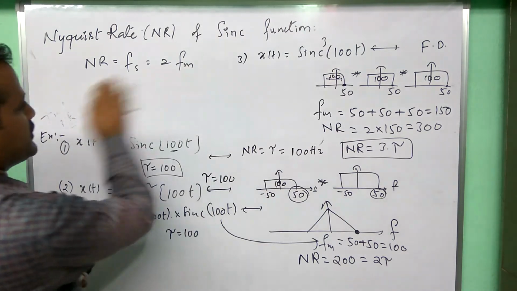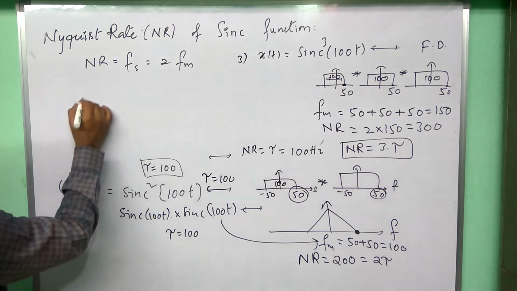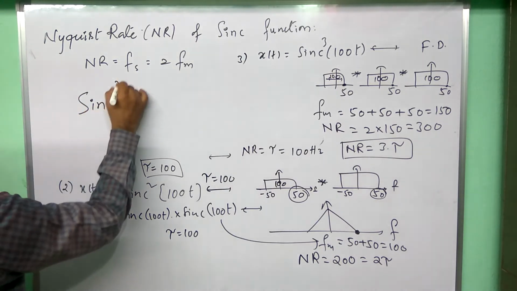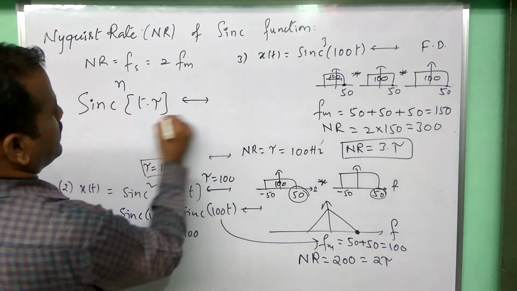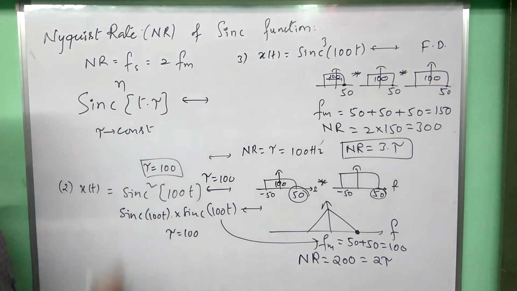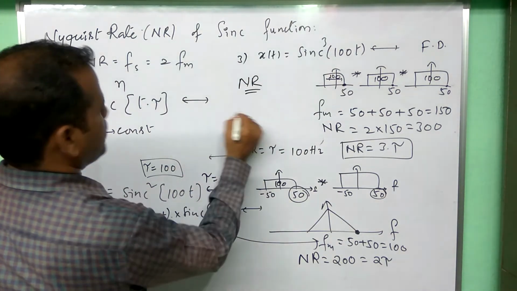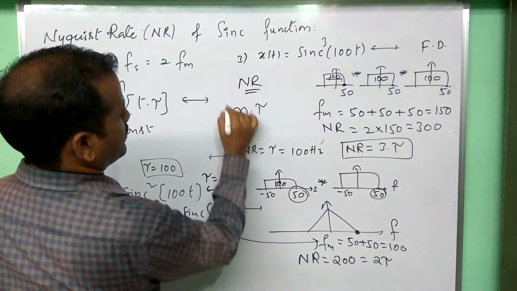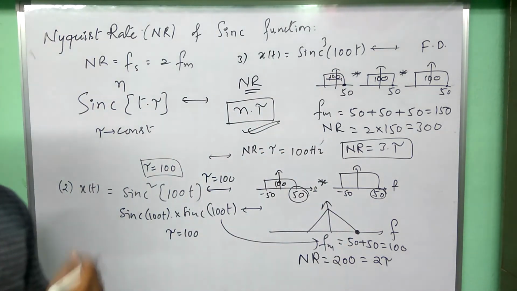Now we get the conclusion. For a sinc function, sinc to the power of n of t tau, here tau is a constant and n is the order of the sinc function. Then what is the Nyquist rate? Simply n multiplied by tau. This is what we should conclude. A very important problem for us.